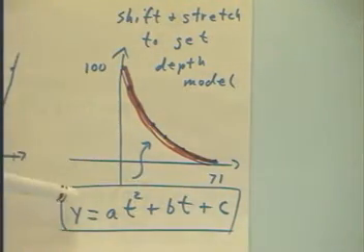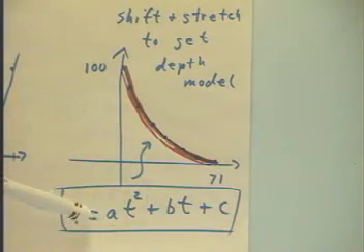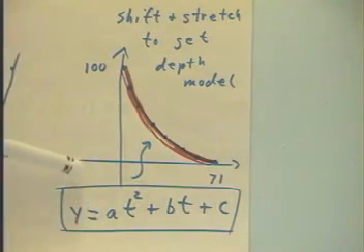Anytime you shift and stretch y equals x squared function, you get a quadratic function of this form, and any quadratic function can be gotten by stretching and shifting some y equals x squared function in some way.